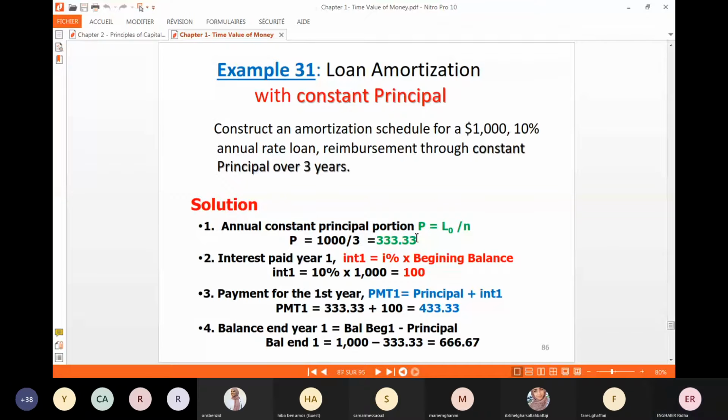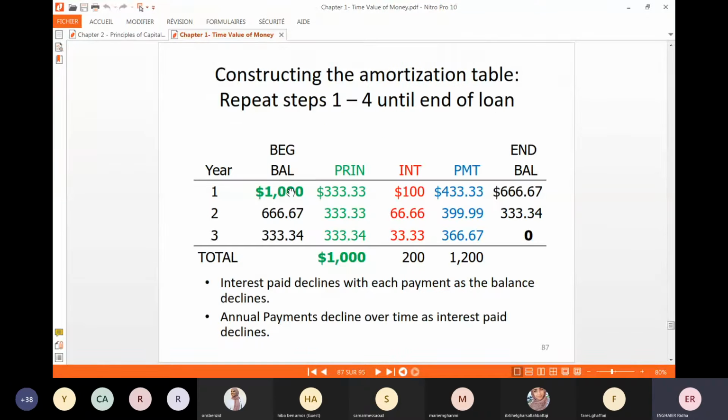333.33. So in our table here, we put the amount initially borrowed, 1,000, and we put the constant principal. We start our table with the constant amount, 333.33. Just here I rounded the third payment, the last payment, to 333.34 to get the sum of the principal portions equal to the initial amount borrowed.